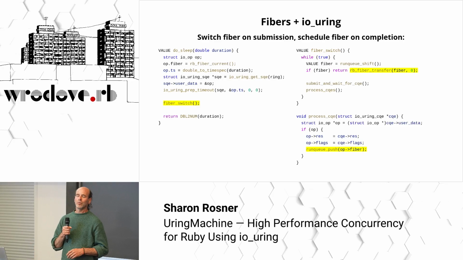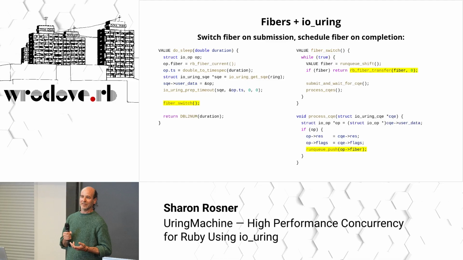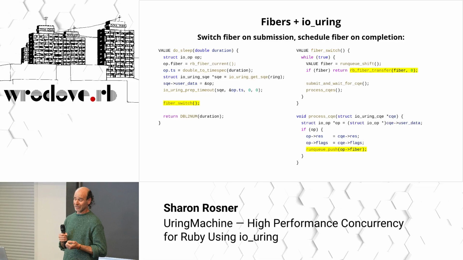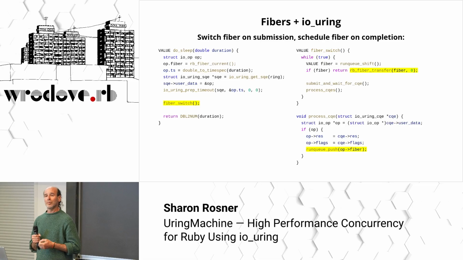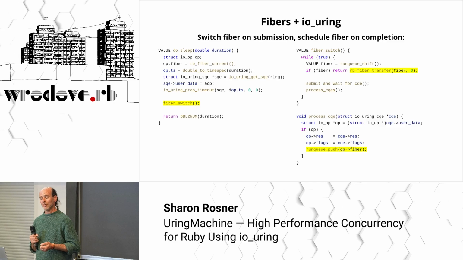So, what if we wanted to combine the two? What if we wanted to drive the fiber concurrency model with I.O. Uring? So here's a sketch of how this could look. We have a sleep function, a do sleep function, that prepares an SQE. It also keeps track of the current fiber in order to know which fiber originated the I.O. operation. And then we simply do a fiber switch.